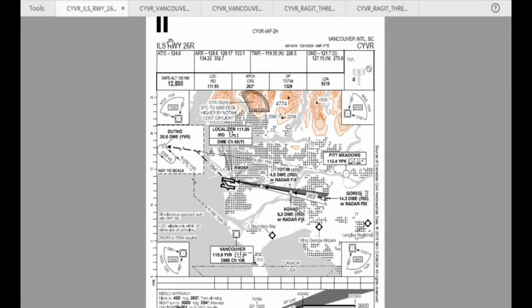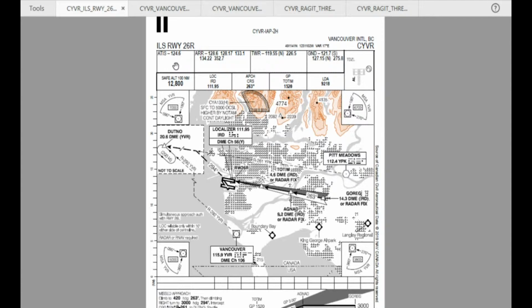Alright, so the way we're going to look at this is we're going to go left to right, top to bottom. As we can see, the top here, we have the chart identifier. And then obviously which approach it's the chart for. So this is the ILS runway 26 right, as I mentioned. Then we have the airport's coordinates right here. And then the name of the airport with the ICAO code.